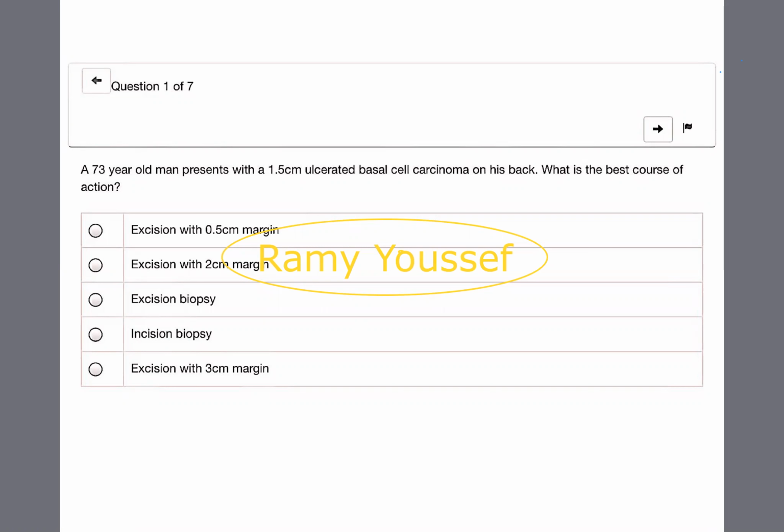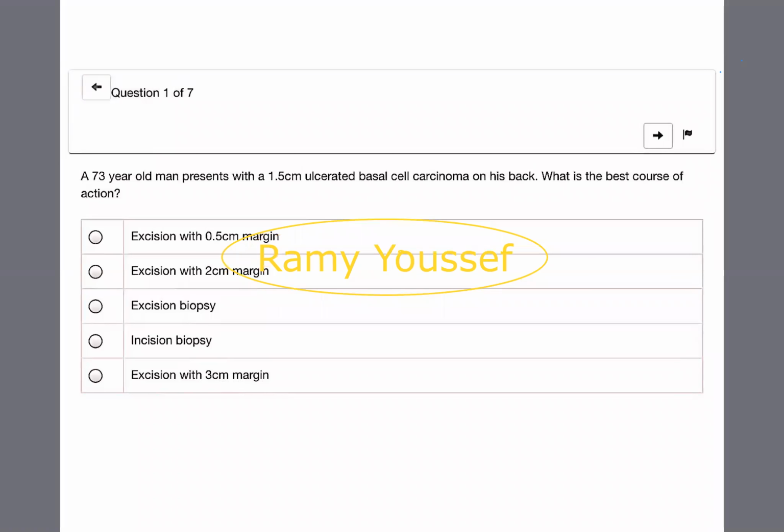A 73-year-old man presents with a 1.5 centimeter ulcerated basal cell carcinoma on his back. What's the best course of action? A, excision with 2 cm margin. B, 0.5 cm margin. Basal cell carcinoma, no, 2 cm margin is very big.